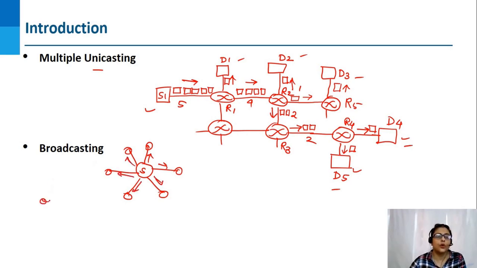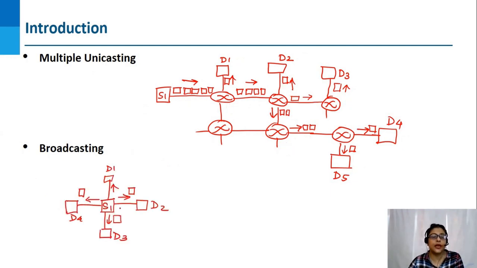So this is called one-to-all communication. All the nodes which are connected to the source will be getting the information. This is basically the example. We have a source S1 and there are 4 destinations D1, D2, D3 and D4. If the source starts with a single packet, it moves to all the destinations at the same time.